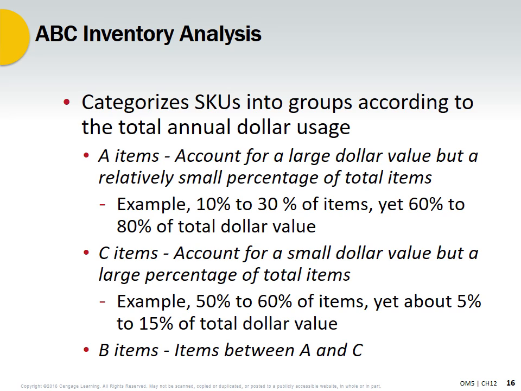It also follows the Pareto principle. So about 60 to 80% of your total sales will come from your items in your A group. B group about 5 to 15%, and C group anything left.